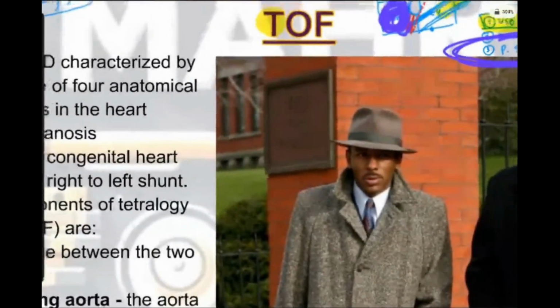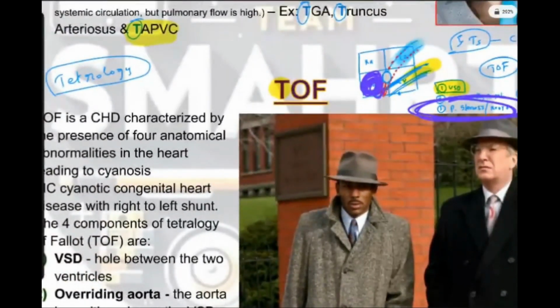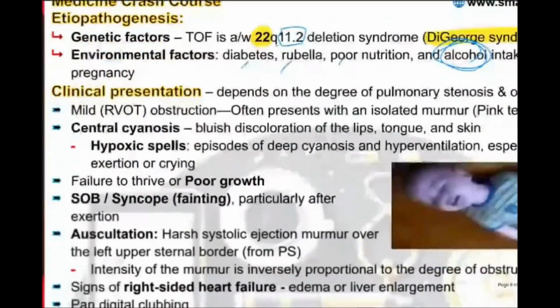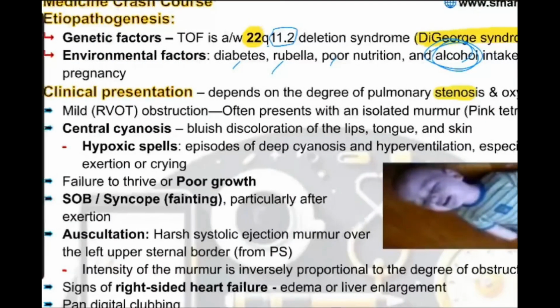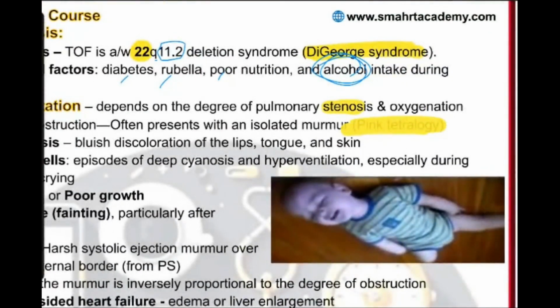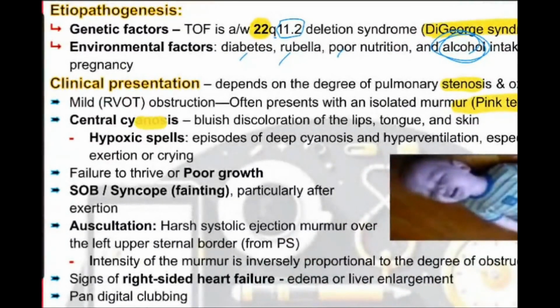The etiology of the problem in this baby is pulmonary stenosis. Depending on the degree of stenosis, if the stenosis is mild, then such babies will be pink only. So it is known as pink tetralogy. But in most of the cases, what we find is cyanosis, that too central cyanosis.